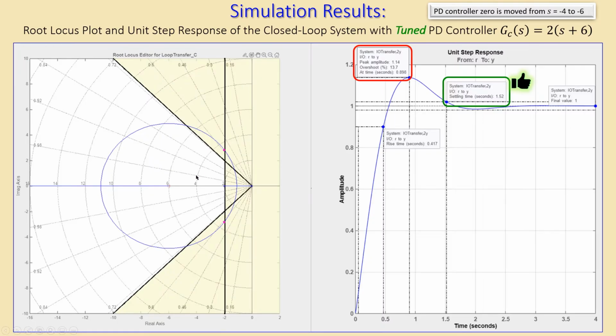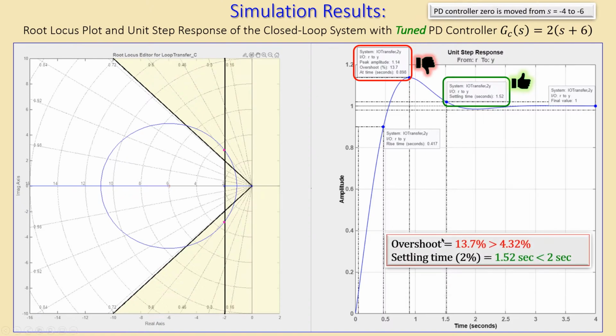If I again place maybe the zero all the way to the left, maybe at -8 or -10, maybe I get even worse results. So this is definitely not the best option, and I can see that this tuned PD controller is worse than the originally designed PD controller. Of course, it is a little bit faster in terms of settling time, but the overshoot is definitely not better. It is even worse. So we need to tune this again.